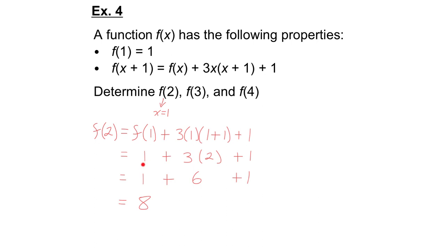F of 1 is 1. 3 times 1 is 3. 1 plus 1 is 2. 3 times 2 is 6. 1 plus 6 plus 1 is 8. So f of 2 is equal to 8.